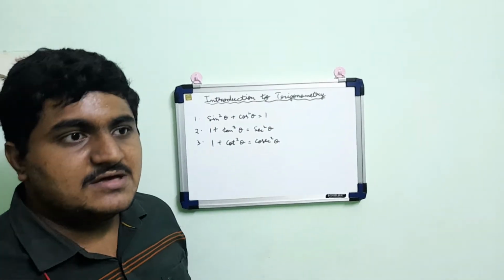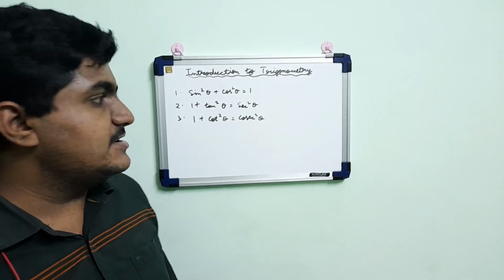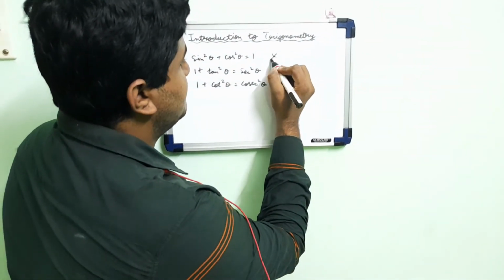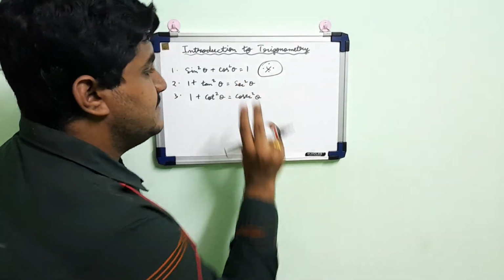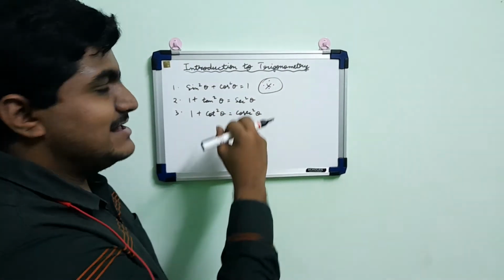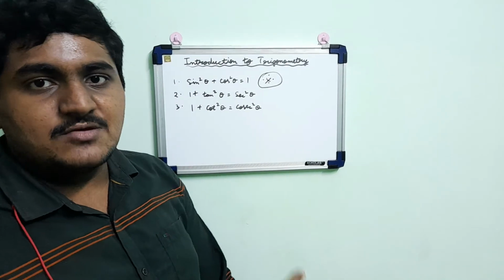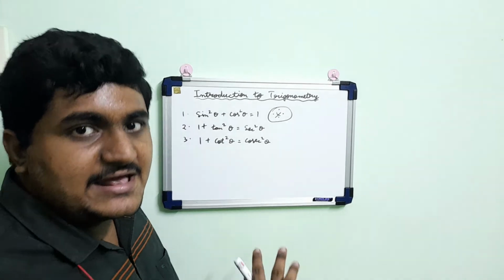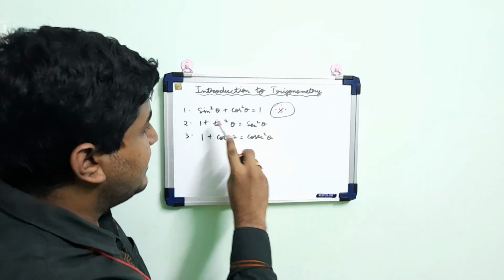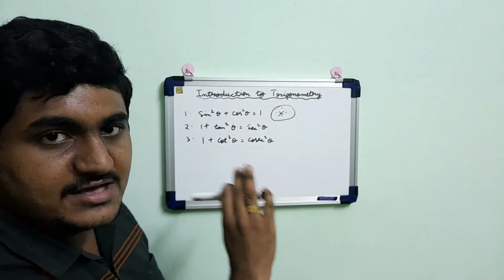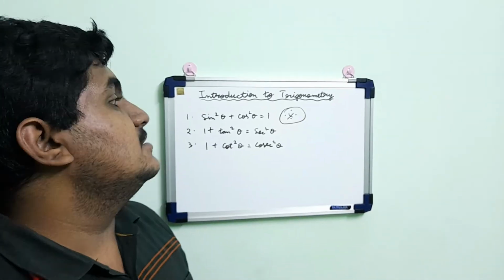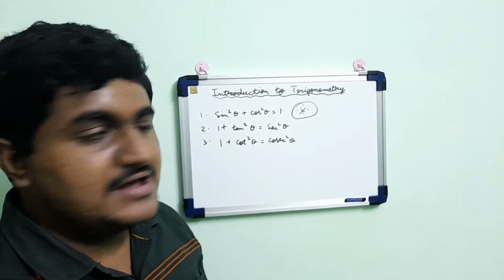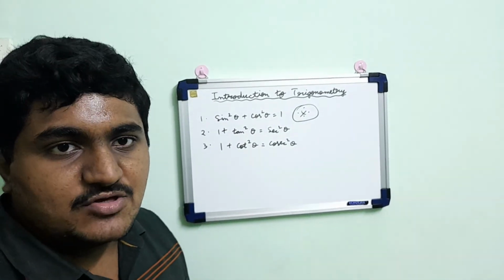Out of the three, the first identity, sin square theta plus cos square theta equal to 1, is the most important identity. Many questions are framed with it. You should be thorough in all these three identities so that you can solve all the sums and score good marks. You should also be thorough with the values for various angles. So that's all about this lesson.